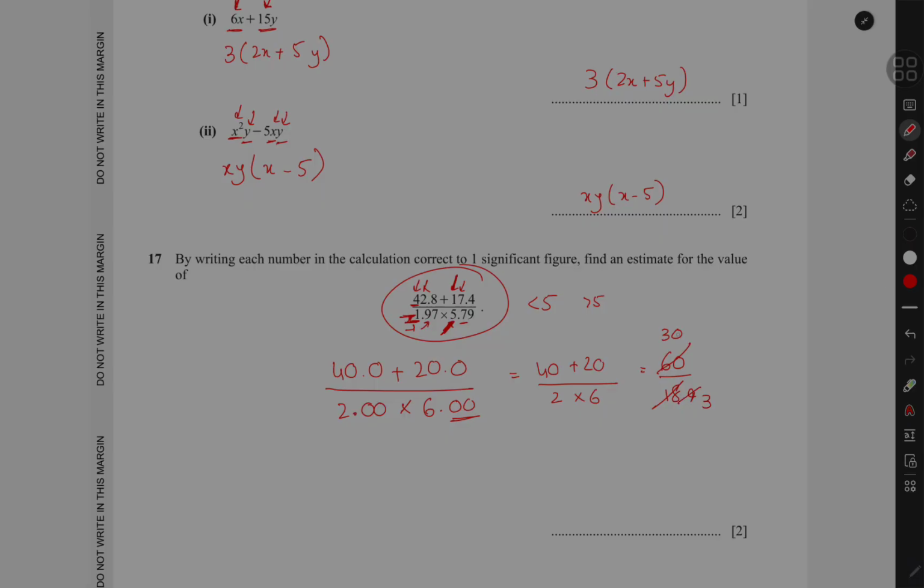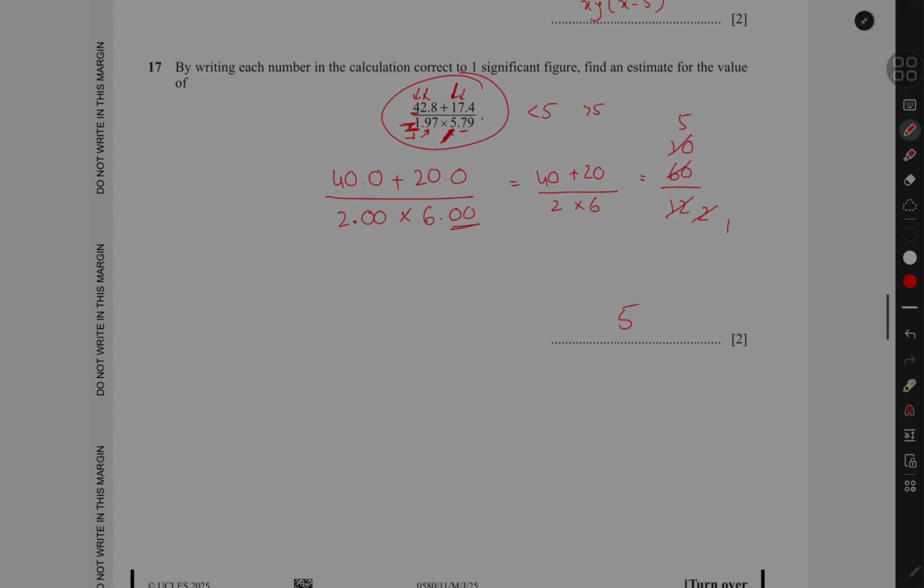3 3s are 9, 3 1s are 3, 0. Sorry, I just made a mistake. 40 plus 20 is 60 and 6 2s are 12. Now it makes sense. Yeah, that's what I'm saying. Something feels wrong. Okay, this is 6 2s are 12, 6 1s are 6, 0, 2 1s are 2, 2 5s are 10, and the answer is 5.